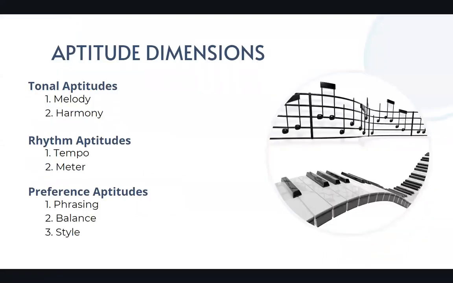The term music aptitude encompasses more than just one general aptitude. In fact, it is likely there are approximately 24 aptitudes. 7 are identified as being fundamental. Tonal aptitude includes aptitude for melody and harmony. Rhythm aptitude includes tempo and meter. There are also preference aptitudes of phrasing, balance, and style.